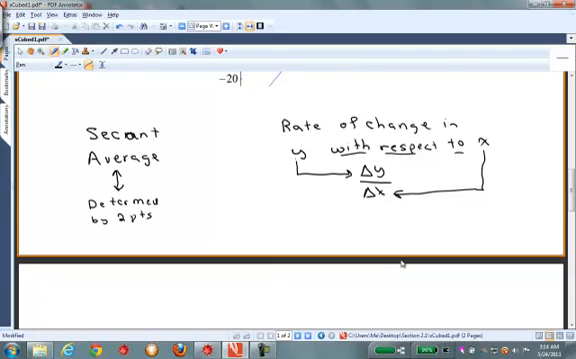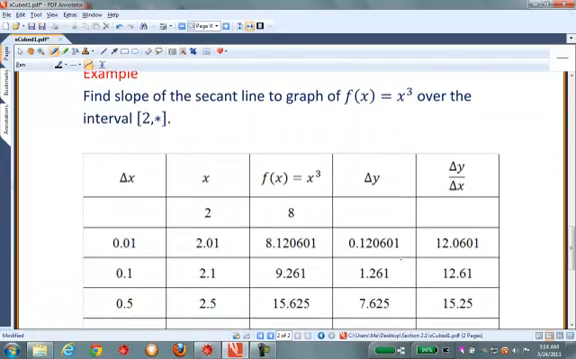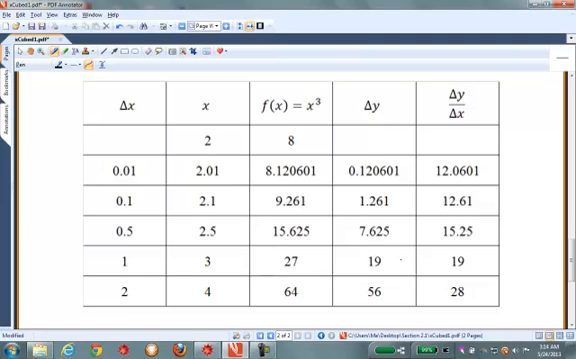Let's look at more slopes of secant lines. We have already done one of these computations. If we look at the interval starting at 2 and ending at 4, the change in x was 2, f changed from 8 to 64, so its change was 56, so the average rate of change in y with respect to x was 28.